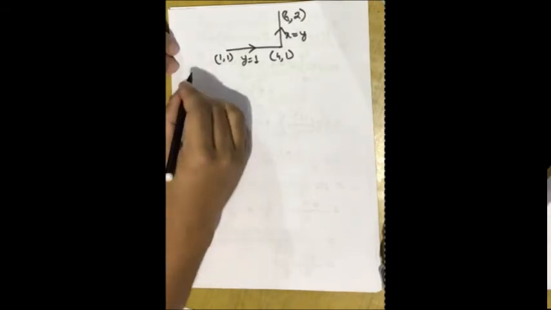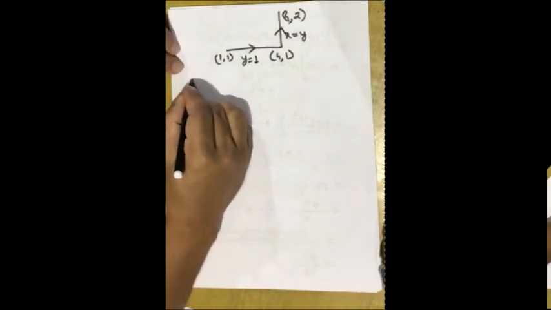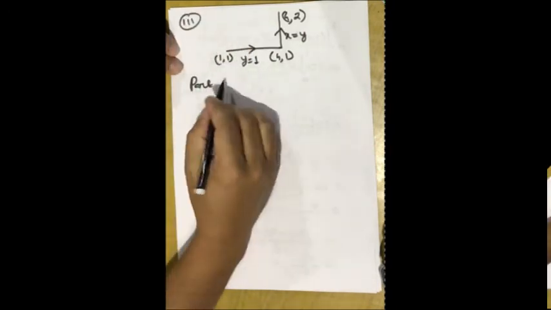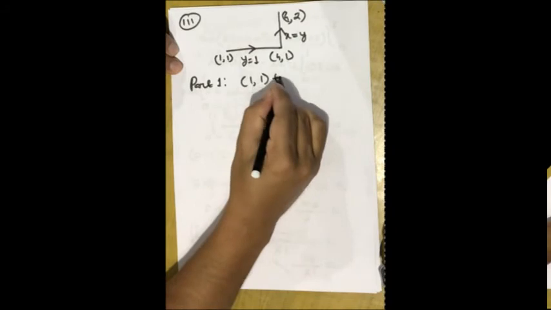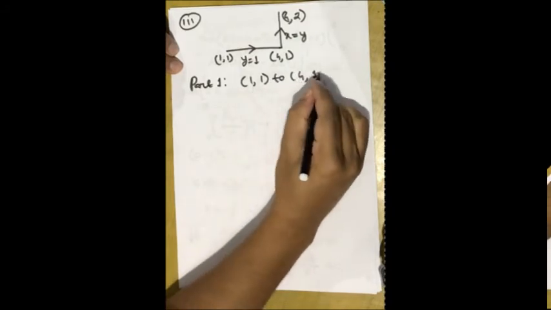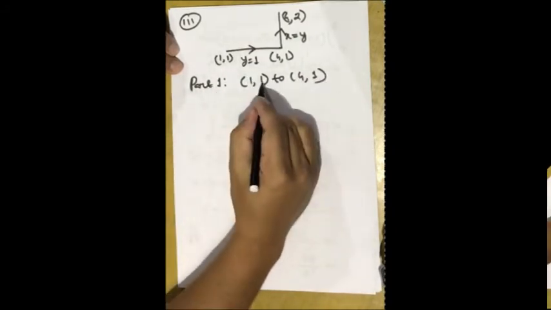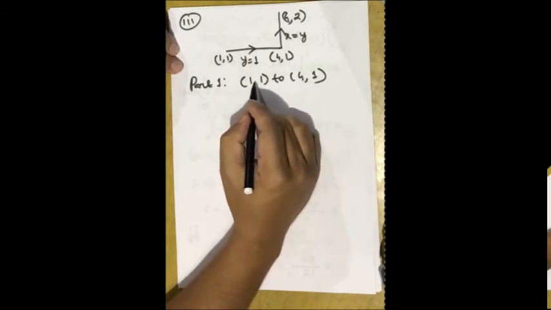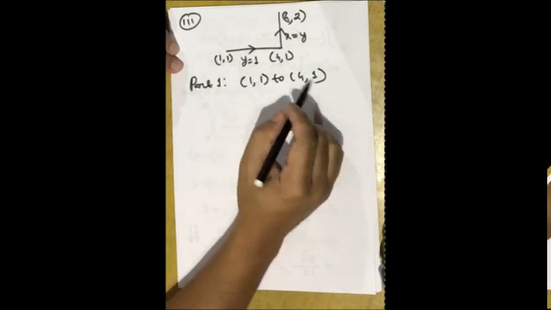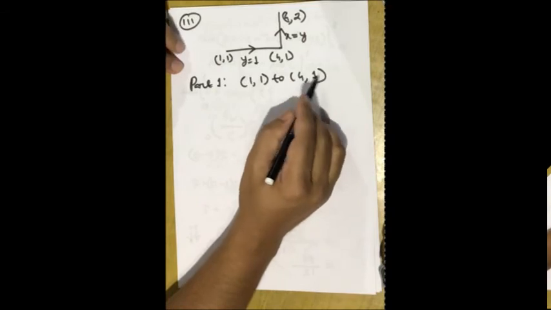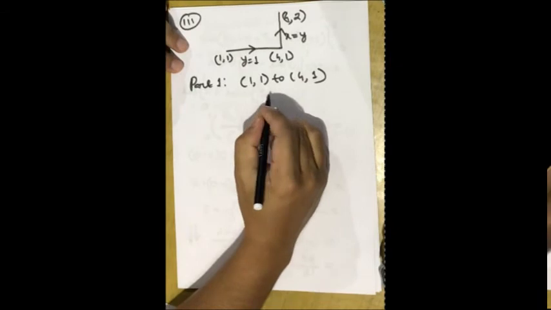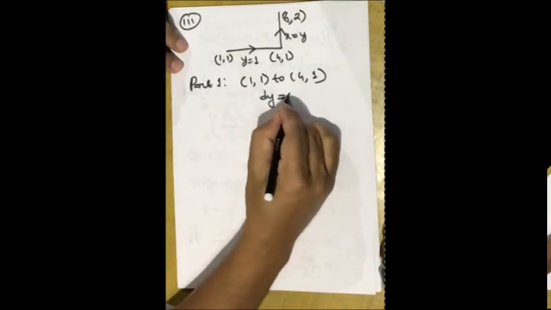Okay, so let me first do the first part. This is problem 3 of the original problem. Part 1, we are going to do (1,1) to (4,1). Here you can see the y value is constant: for the first point y is equal to 1, and for the second point y is also equal to 1, so there is no variation of y, so dy is equal to 0 here.